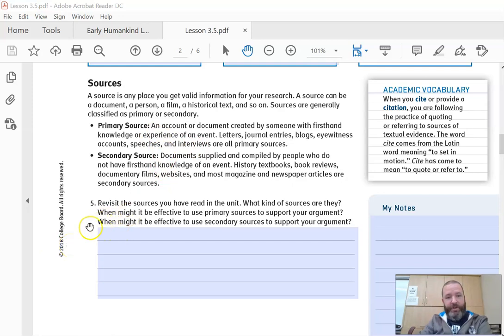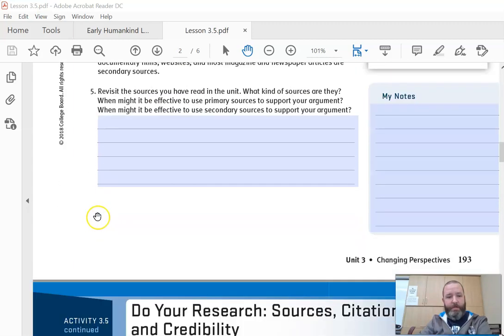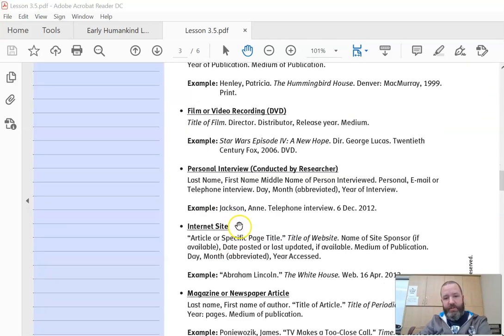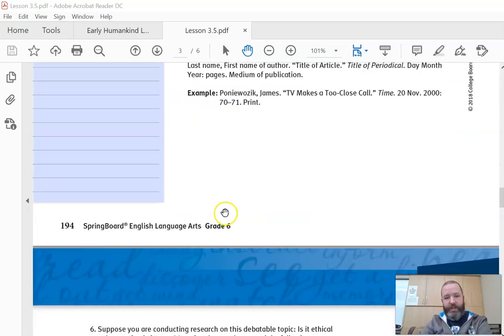All right, so number 5, you're going to revisit the sources and identify them. So what is most of the sources? Have they been primary or secondary sources? And when it says sources, it's talking about the different articles that we've read so far in Unit 3. So now you're going to take some notes on what a citation is. You're going to look at the different types of citations and how they are taken.